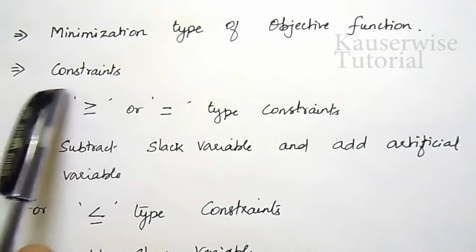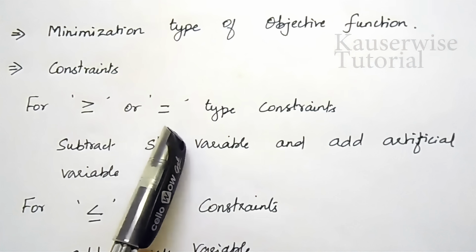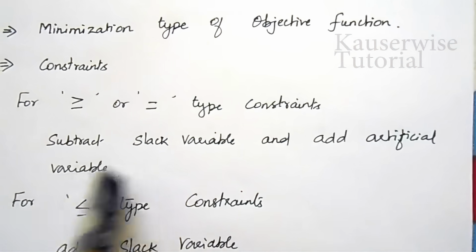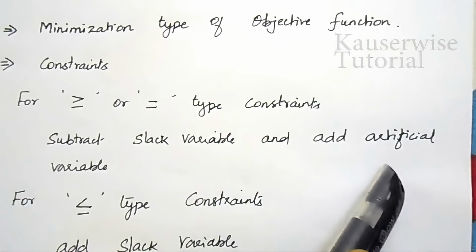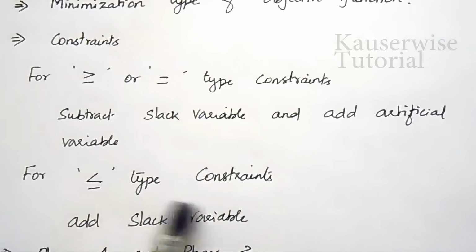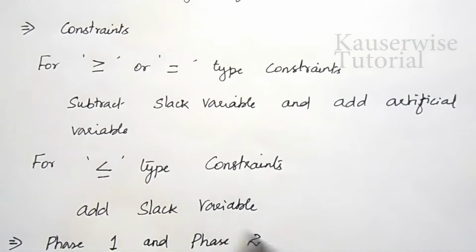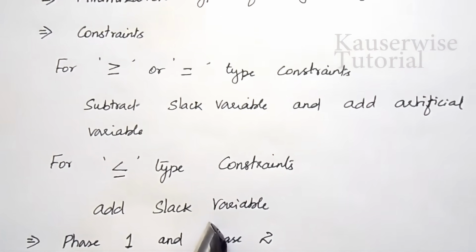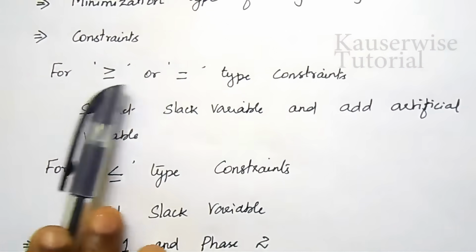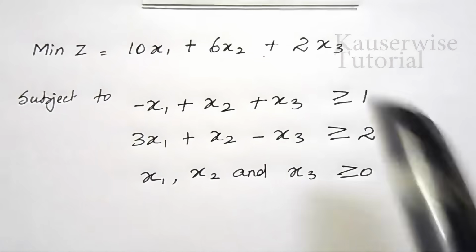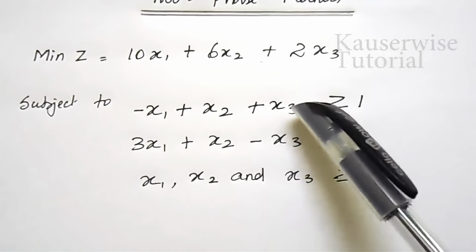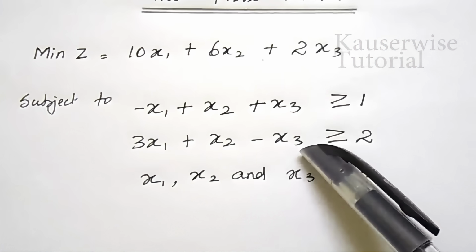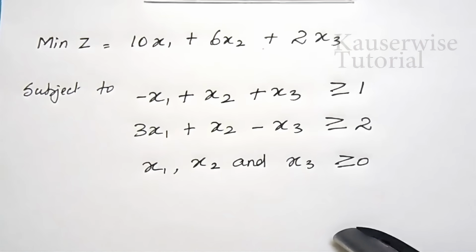Look at the second point, constraints. For greater than or equal to or equal type constraints, just subtract a slack variable and add an artificial variable, that is minus S1 plus A1. For lesser than or equal to type constraints, just add a slack variable only. Here we need not introduce any artificial variable. Here we have got greater than or equal to. So we need to subtract a slack variable and add an artificial variable in the first constraint as well as the second constraint. Now I am going to form the canonical form of the given problem.